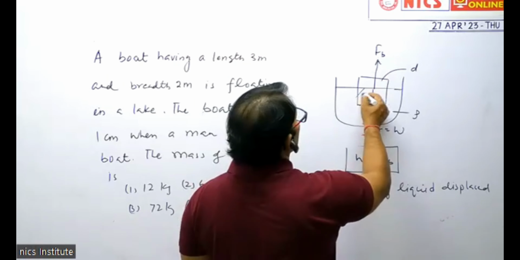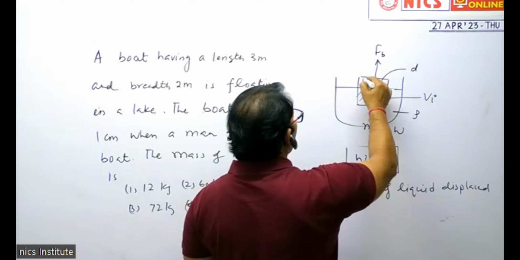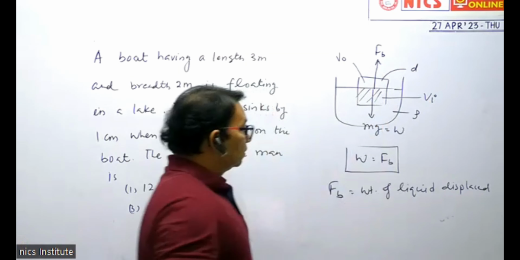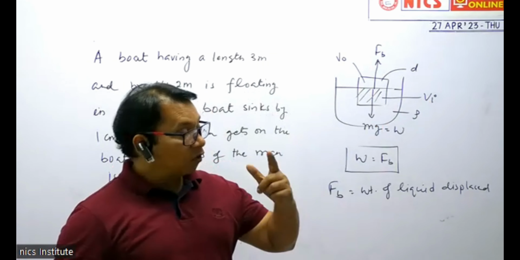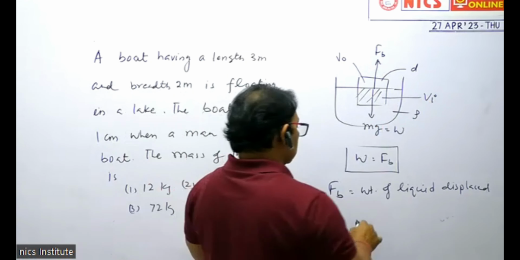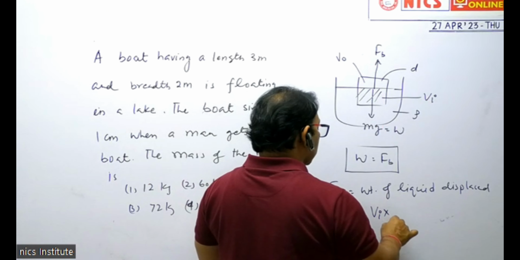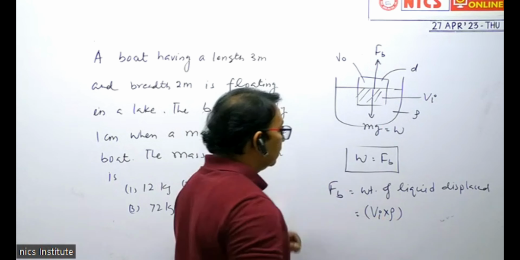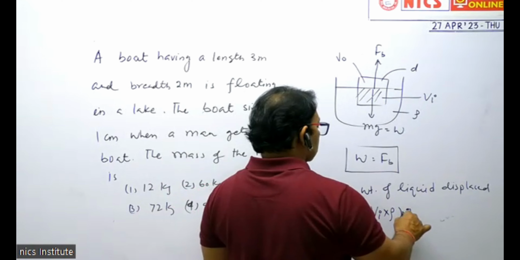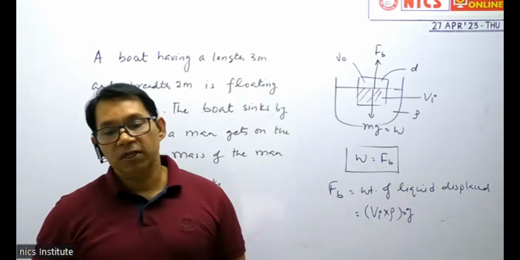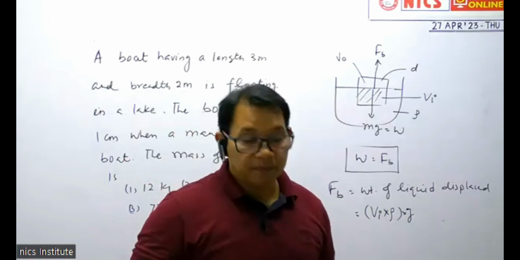Here, the volume of the body inside is Vi and the volume outside is Vo. So the volume of the body inside is Vi, and that much volume of the liquid will be displaced. So what will be the volume of the liquid displaced? Vi. What will be the weight when you multiply this by the density of the liquid and gravity? So this is the formula for the force of buoyancy. Force of buoyancy or upthrust is always equal to the weight of the liquid displaced.